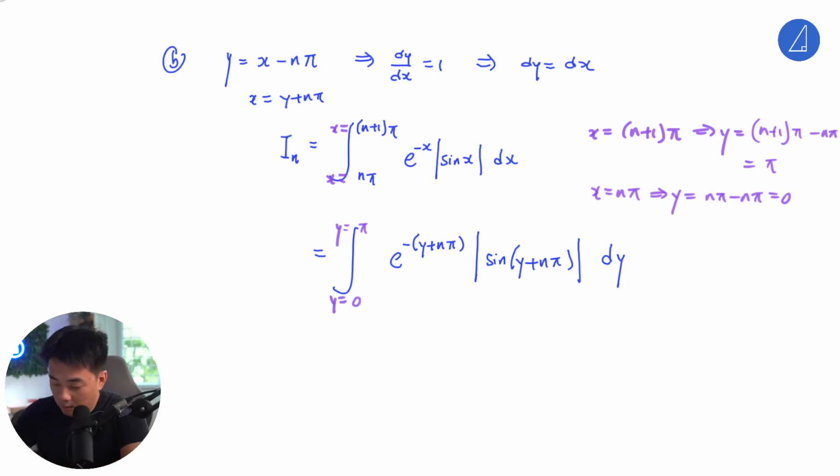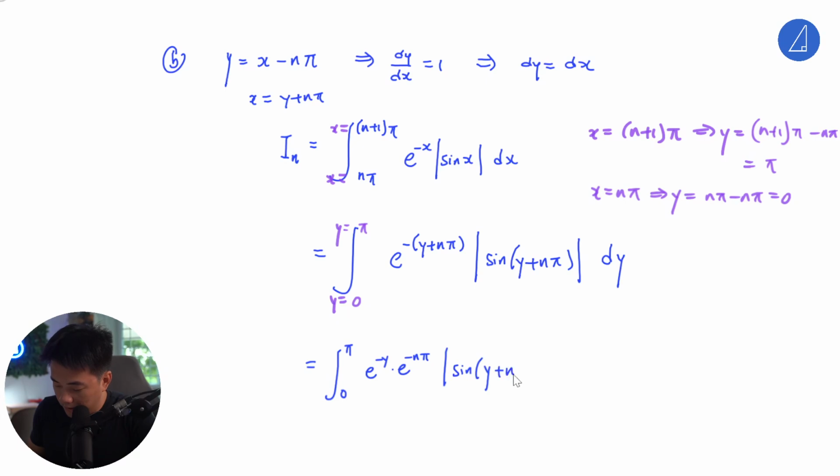Then we rewrite everything and see what we get. So this is from 0 to pi, which is good. e^(-y) multiplied with e^(-n pi), then sine of (y plus n pi). Actually, we could just use the sine A plus B formula.